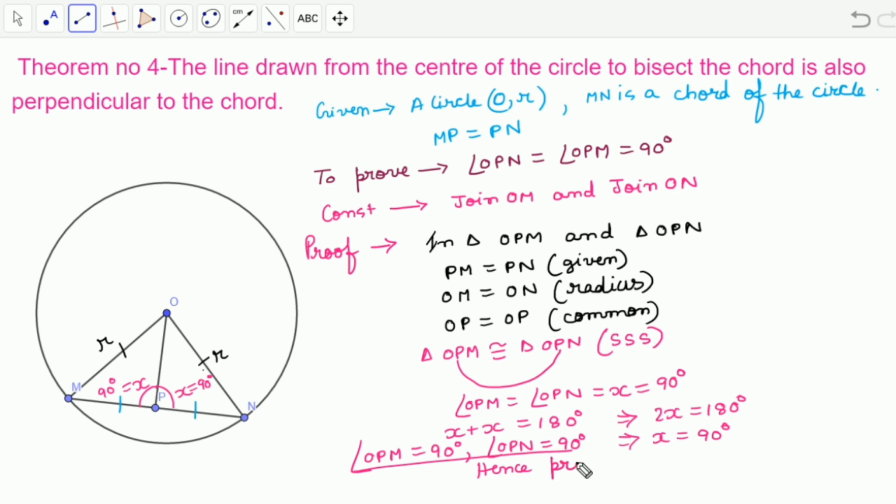So if you draw any line from the center to any chord, and the condition is that the line drawn to the chord should bisect the chord, then that will be perpendicular. Any line drawn will not be perpendicular. Only those lines which bisect the chord will be perpendicular, right? I hope it is clear. So let's move to the next theorem.